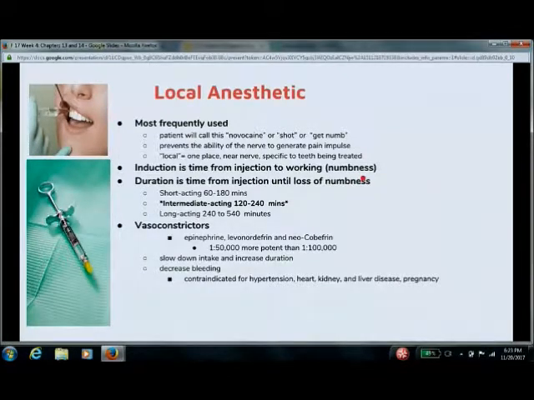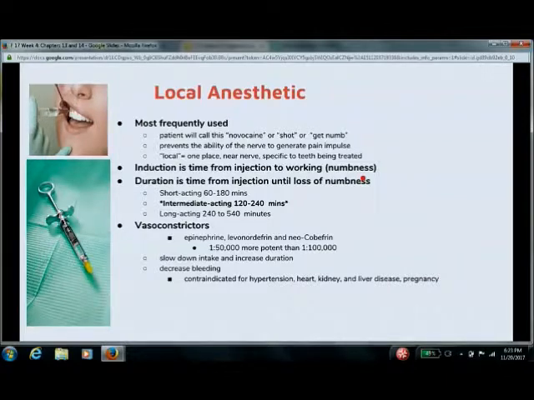So what does it do? It keeps the nerve from firing. And we call it local because it's in one place near the nerve, specific to the teeth that are being treated. There are some different terms that are used with local anesthetic. We've got induction, which is time from injection to numbness. We've got duration, which is time from injection until numbness wears off.